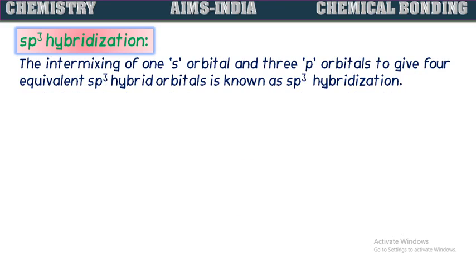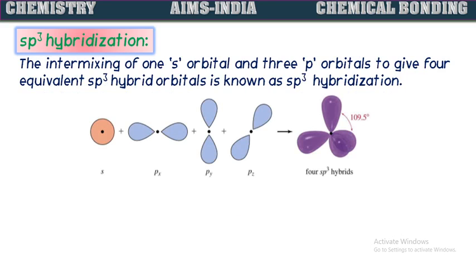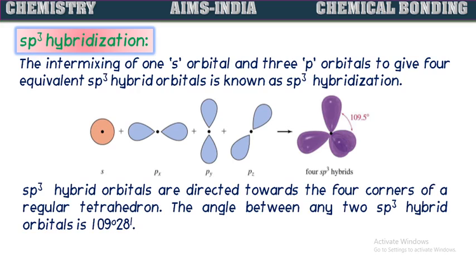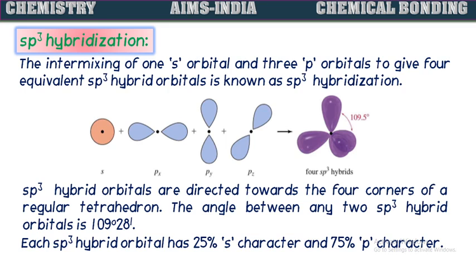The intermixing of one s orbital and three p orbitals to give four equivalent sp3 hybridized orbitals is known as sp3 hybridization. So here we can see the intermixing of one s orbital and three p orbitals to give four equally energetic sp3 hybridized orbitals. The sp3 hybridized orbitals are directed towards the four corners of a regular tetrahedron. The angle between any two sp3 hybrid orbitals is found to be 109 degrees 28 minutes. Each sp3 hybrid orbital has 25% s character and 75% p character.